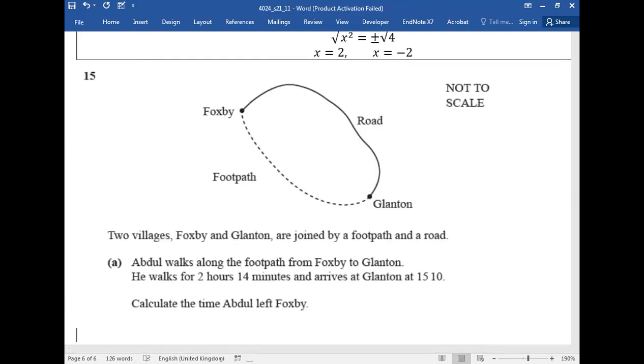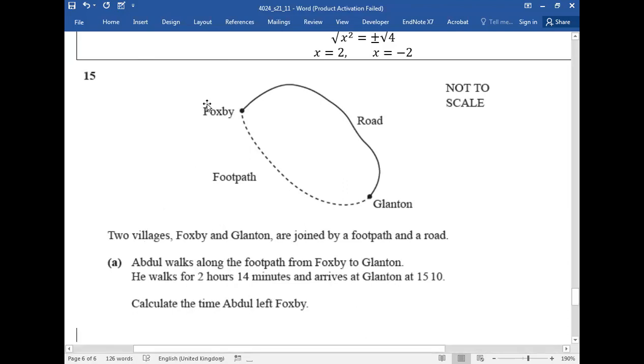Two villages, Foxby and Glanton. I expect you to sketch this on your notepads, on your registers. Okay, you understand what we are doing. Calculate the time Abdul left Foxby. Along the footpath from Foxby to Glanton, he walks for 2 hours and 14 minutes and arrives at Glanton at 15:10. What are we supposed to do?